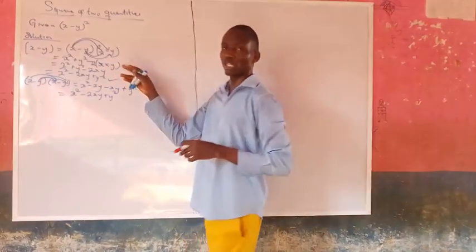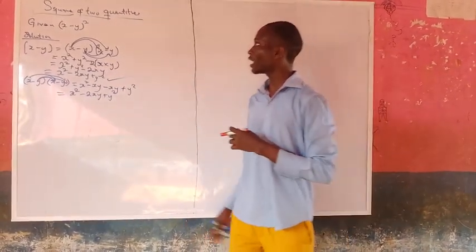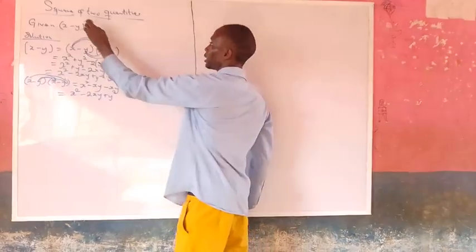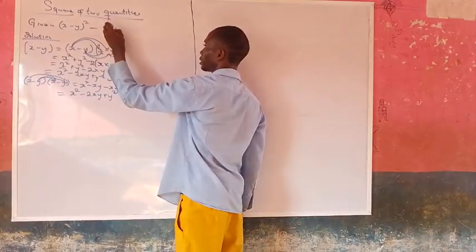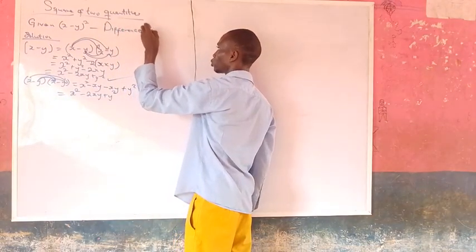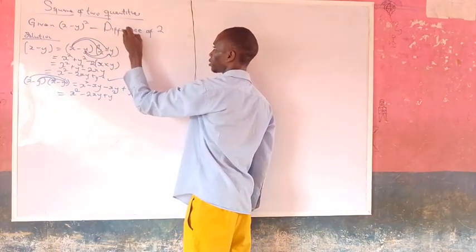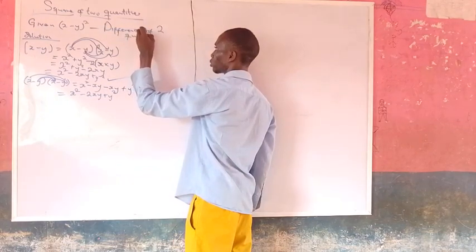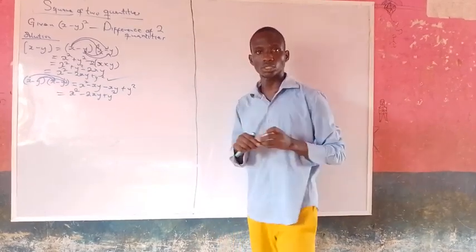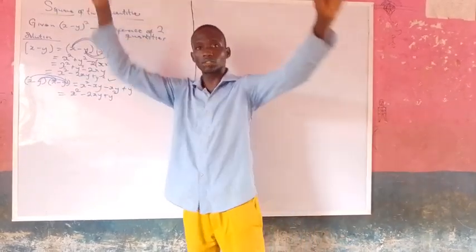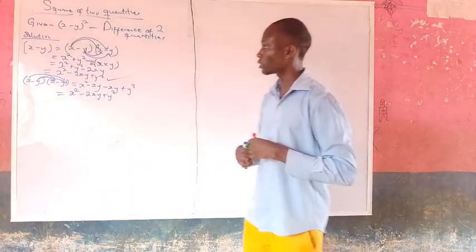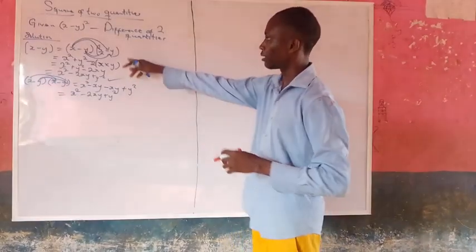So what do I want to derive? If you are making use of this method, this tells us that if you want to find the square of two quantities, if you are finding the difference, I said this is what? Difference of two quantities. Why did I say this is a difference of two quantities? You can see we are making use of subtraction. Whenever you are making use of subtraction, that tells us that we are dealing with difference of something. Alright, so let me show you how I arrive here now.